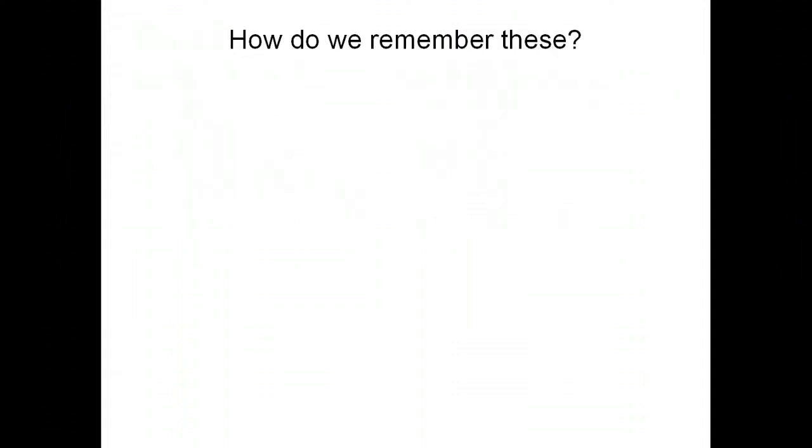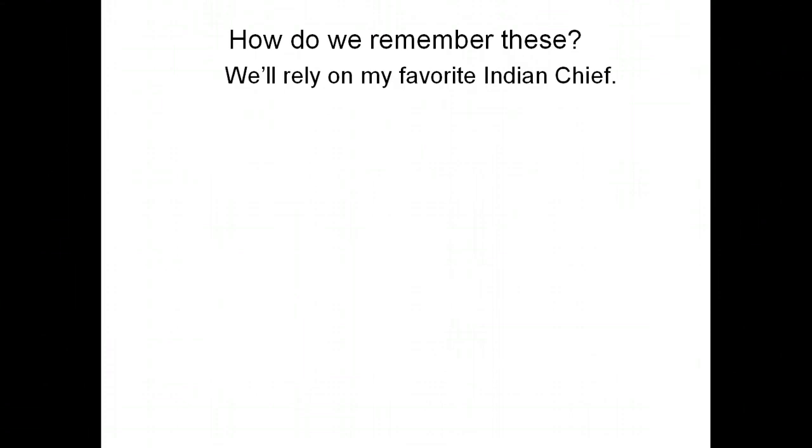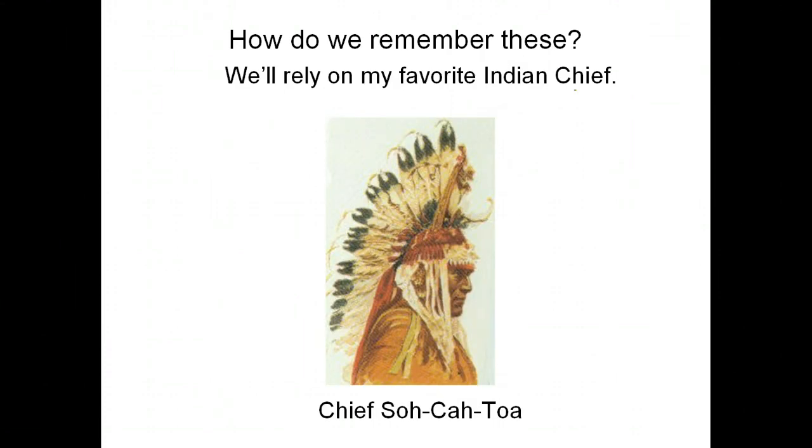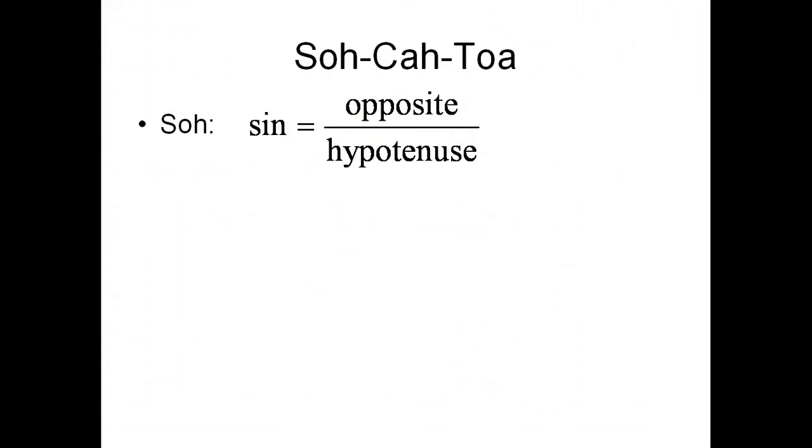So how do we remember these? Well, we're going to use a mnemonic device that sort of lays out how we can think about this. We'll rely on my favorite Indian chief, Chief Soh-Cah-Toa. Now, I know this seems kind of silly, but it will help you remember the relationships between the sides. Soh-Cah-Toa. So, sine equals opposite over hypotenuse. So we're using the first letter of sine, opposite, and hypotenuse.